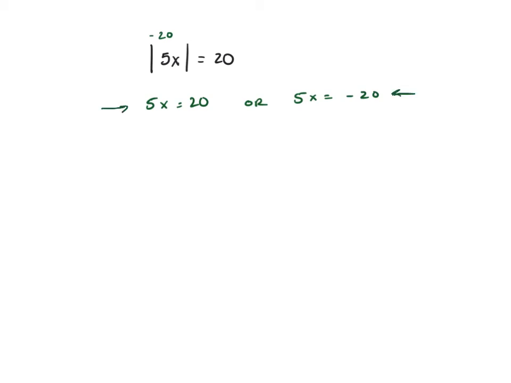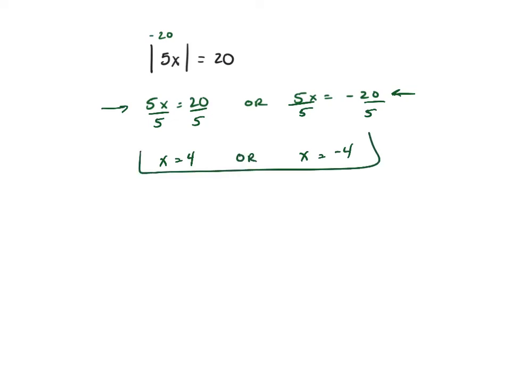Then we just solve them. Divide by 5 because it's 5 times x. X is 4. Divide by 5. X is negative 4. So x is equal to 4 or negative 4. Okay, a little notation here. You can go x equals 4. I'm at negative 4. That works. You could put x equals 4 or negative 4. That also works.